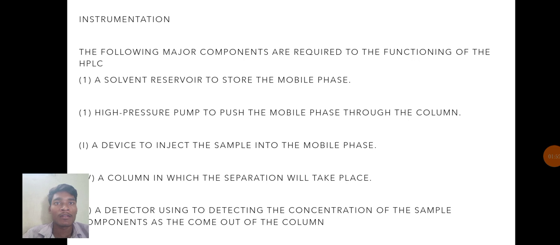And next one, instrumentation. The following major components are required for the functioning of the HPLC. A solvent reservoir to store the mobile phase. A high pressure pump to push the mobile phase through the column. A device to inject the sample into the mobile phase. A column in which the separation will take place. A detector used for detecting the concentration of the sample components as they come out of the column.